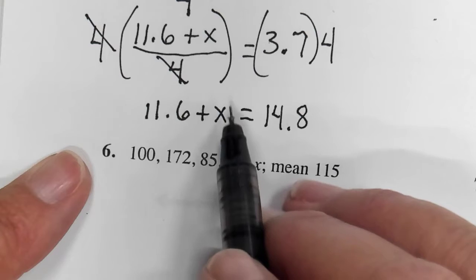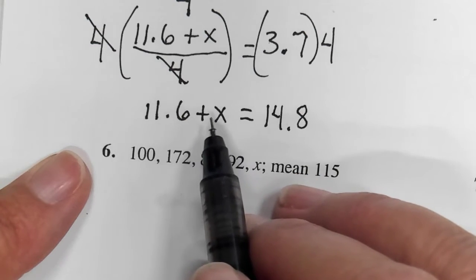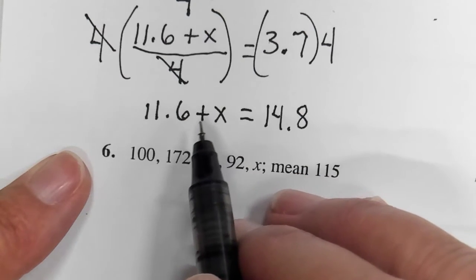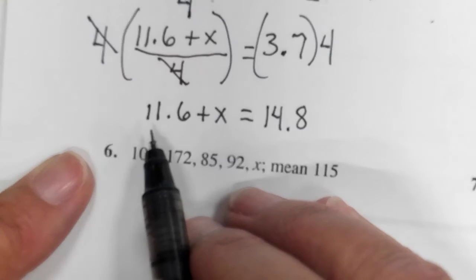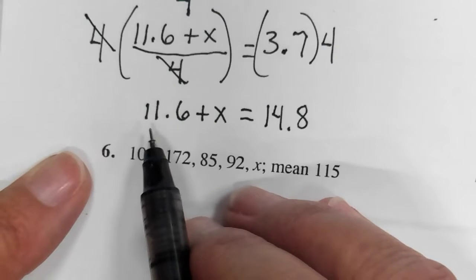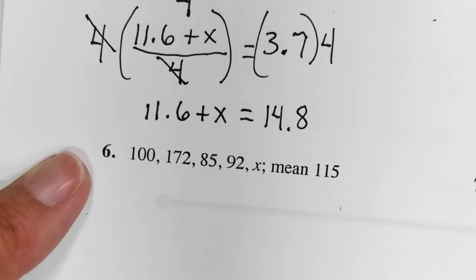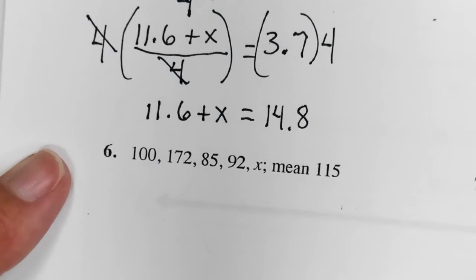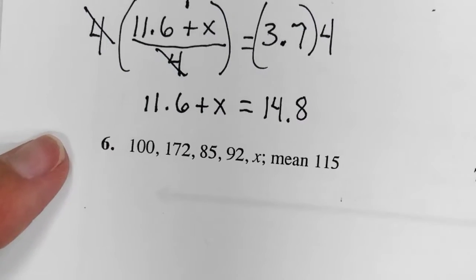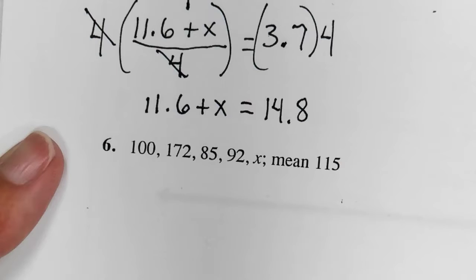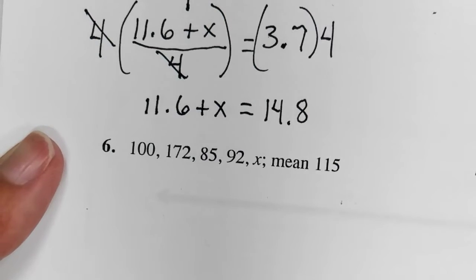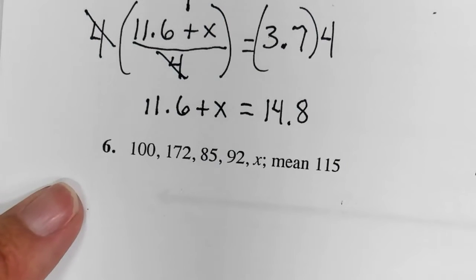So I have a positive 11 and 6 tenths. What am I going to do to get rid of that? What would be a good thing? Carter?